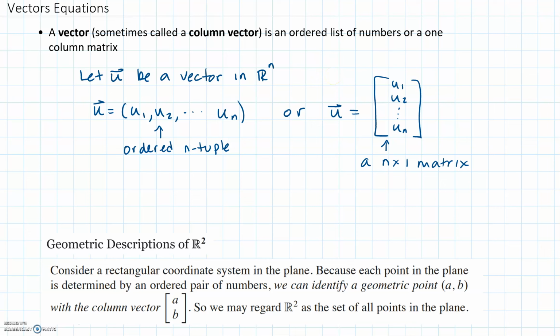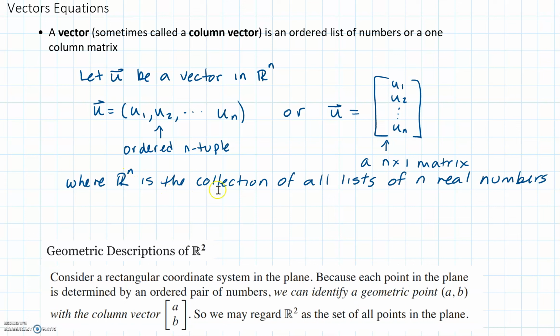What is Rn? Well, R is the set of all real numbers. So Rn is the collection of all lists of n real numbers. You can write Rn as a set. Writing it in set notation, Rn is the set of any vector where v1, v2, and vn are in R. So that's why this is Rn, because each element needs to be in R. And you can see that Rn is the collection of all lists of n real numbers.